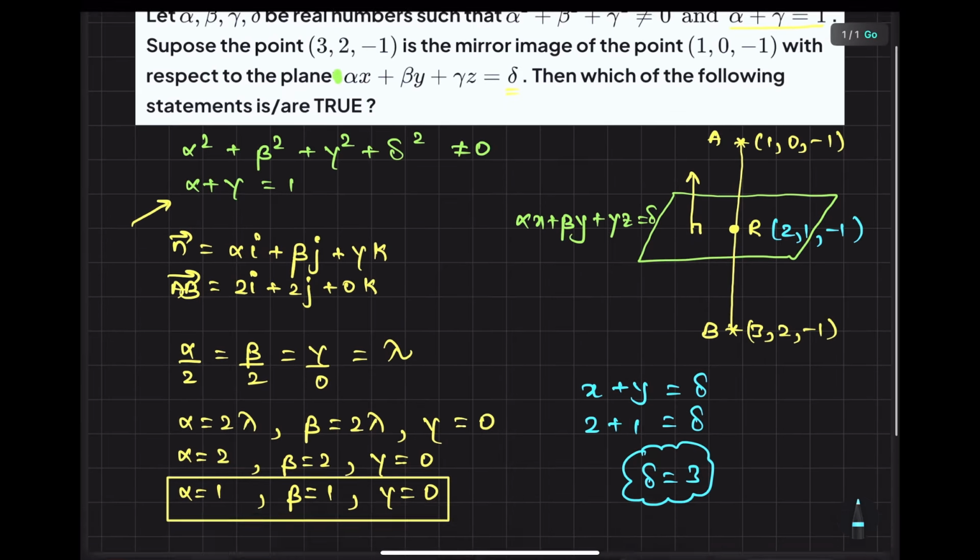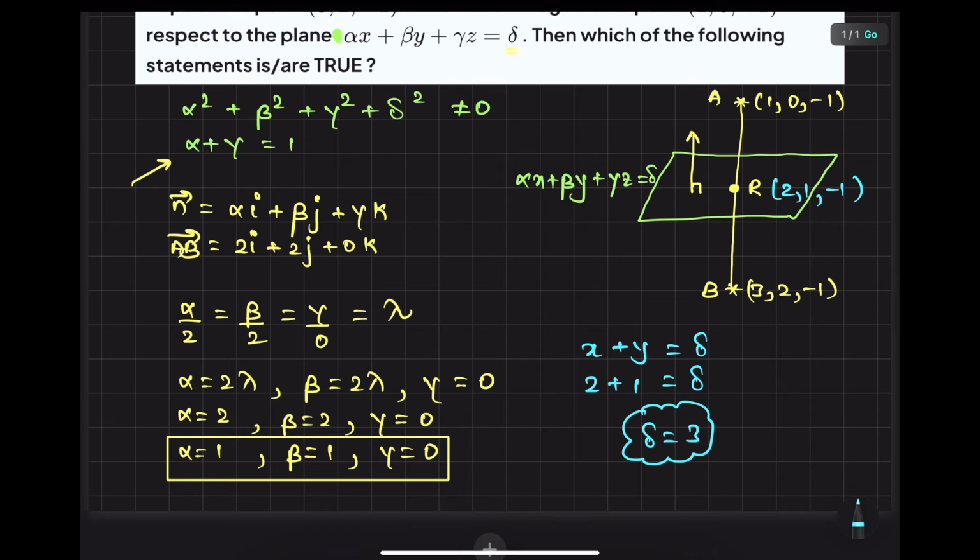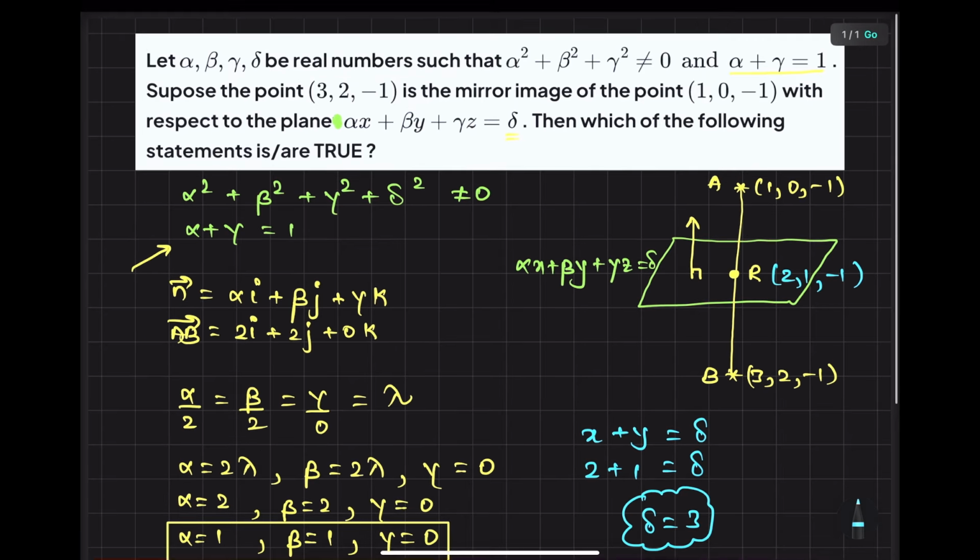I hope you got all the values of alpha, beta, gamma and delta. Now you guys can handle any situation in this problem.